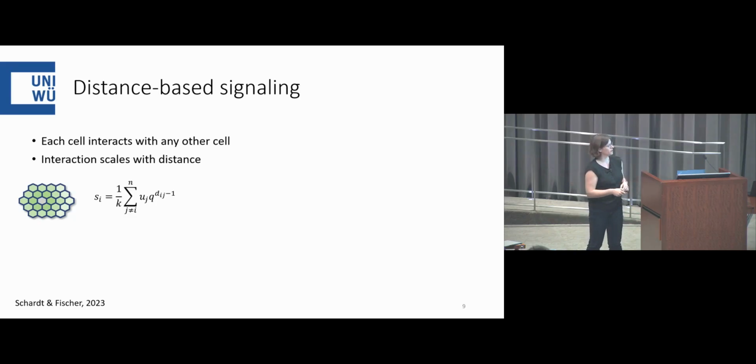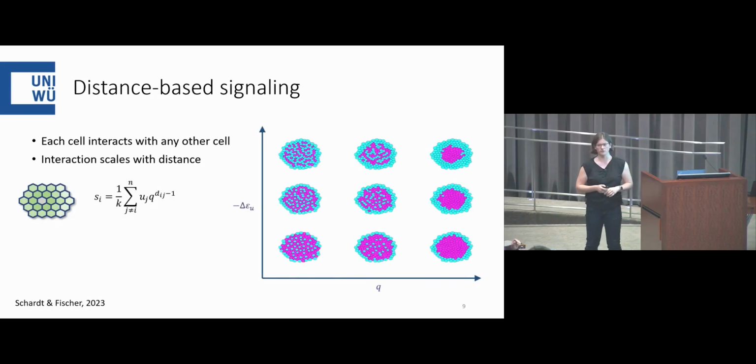And we have the scaling parameter Q, and that is between 0 and 1. If it's close to 0, then the cells mostly talk to the cells that are nearby. If it's large, the cells talk to most of the other cells in the tissue. And then we can check what kind of patterns we can get with these.